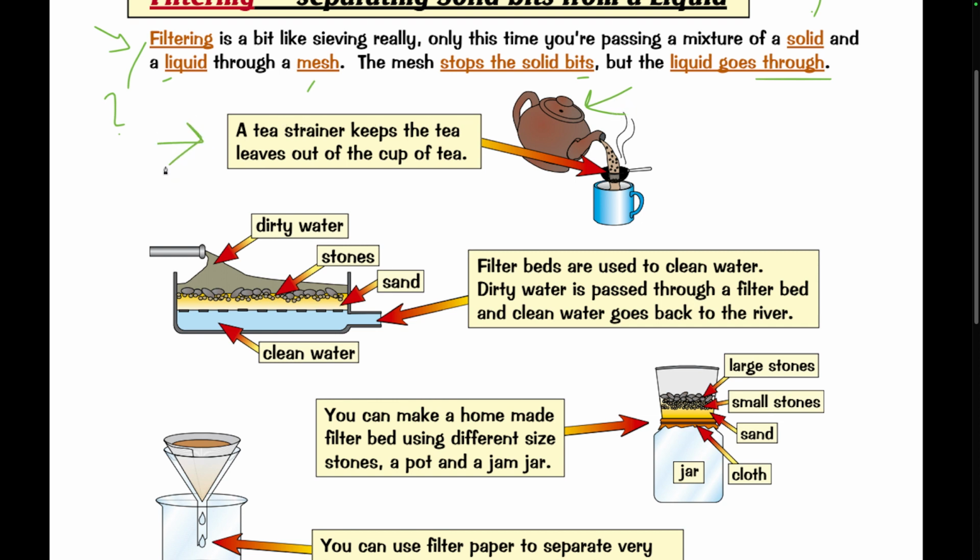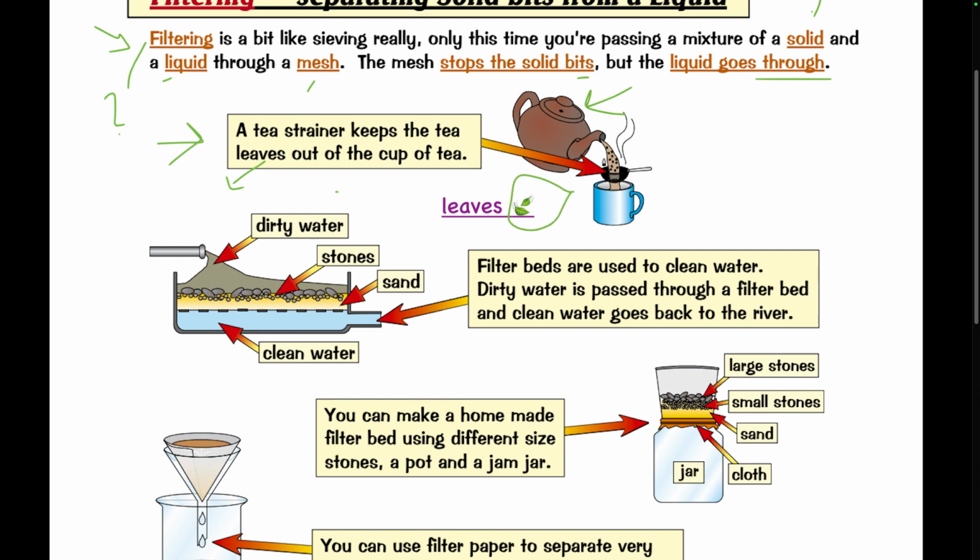So please follow me. A tea strainer keeps the tea leaves out of the cup of tea. Again, a tea strainer keeps the tea leaves out of the cup of tea. In that case, when we say leaves, it's not the verb, it's a noun. It's the name of the thing. Teacher, what is leaves? These are leaves. So you get it.